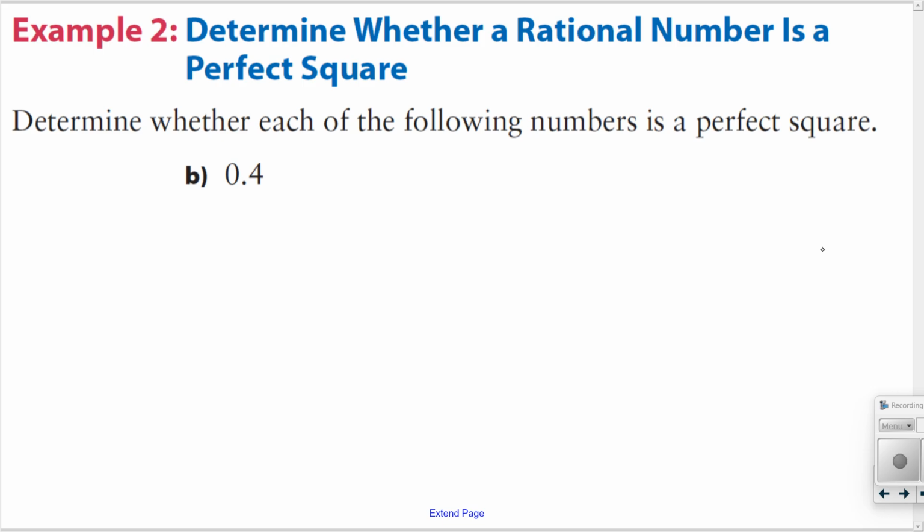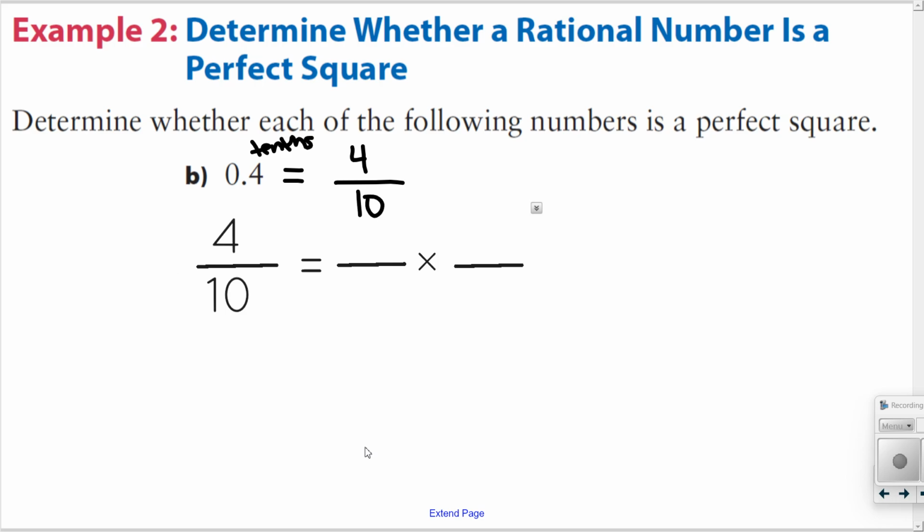Let's try another one, 0.4. Now, I want to write that as a fraction, so I'm going to use place value. The first thing I do is ignore the decimal and write the number in the numerator, which would be 4. Then I look at the place value. One number after the decimal place is my tenths value. So 0.4 is the same as 4 tenths.